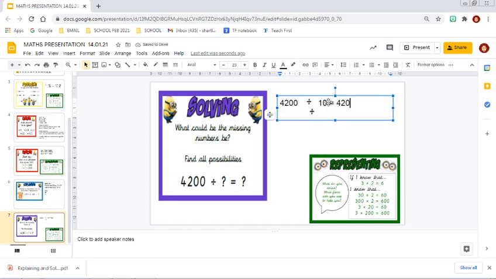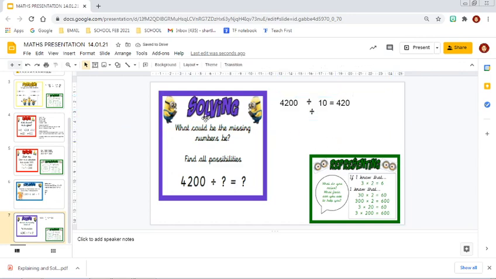So 4,200 divided by 10. If you're using a place value grid, you would notice that all of your digits have now moved one space to the right. So for example, your 200 has now become 2 tens, your 4,000 has now become 400. So that's one example. How could that help you to show me more possibilities? But I'm going to leave that with you to show me as many solving possibilities as you can.